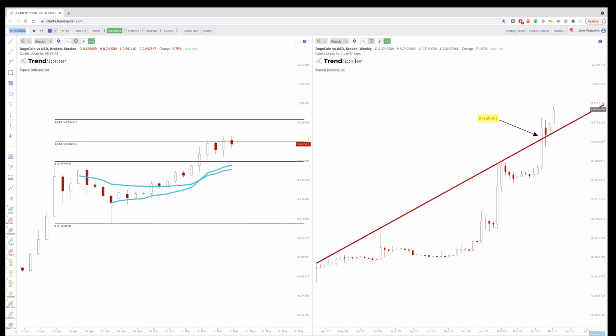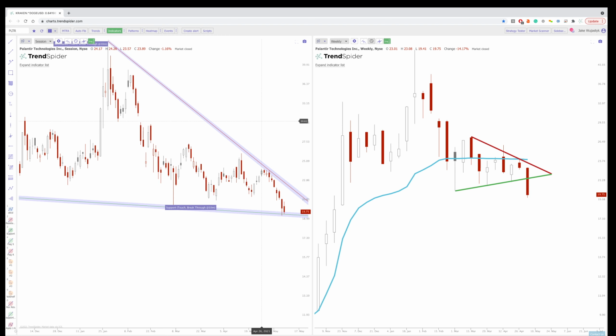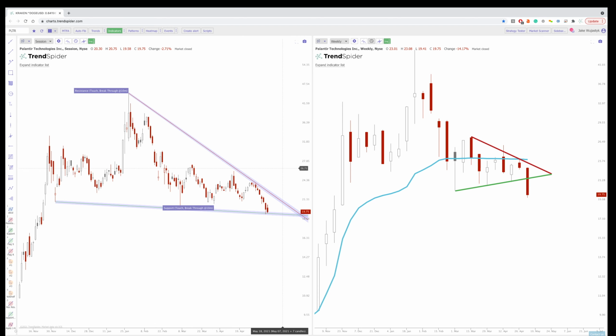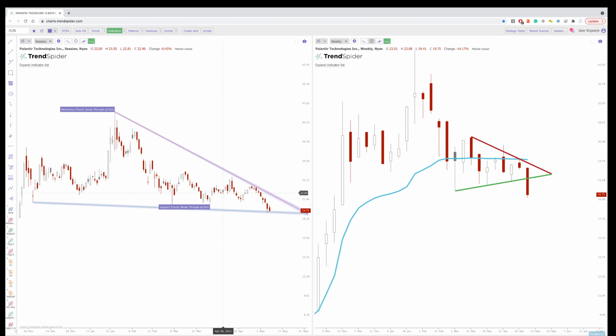So moving on to PLTR, some individual names. You can see PLTR here is just absolutely melting. I mean, we now have 7 red candles in a row. That is just absolutely brutal. We are still in kind of this coiling action within this falling wedge here.